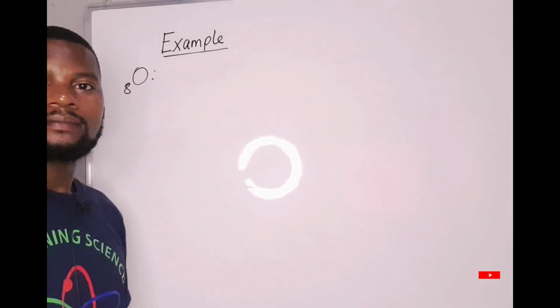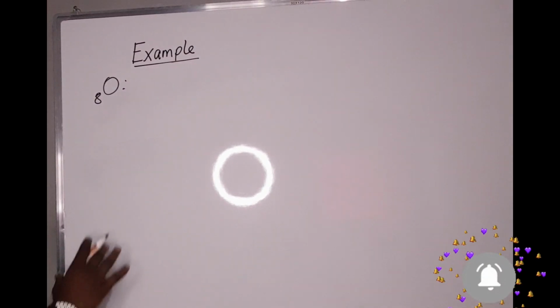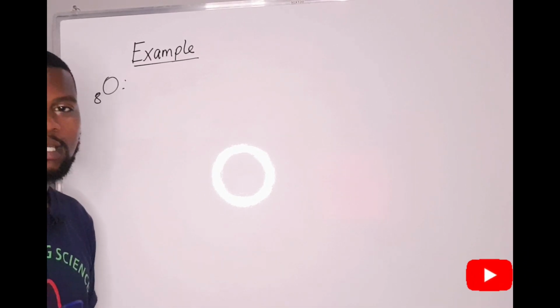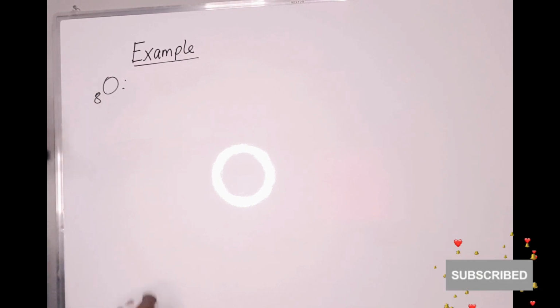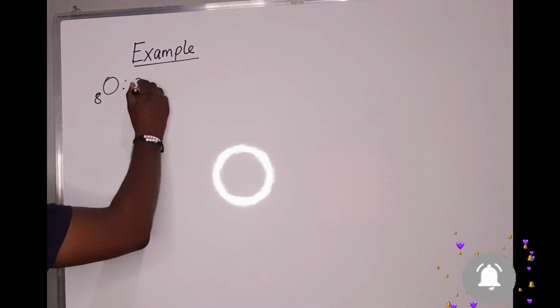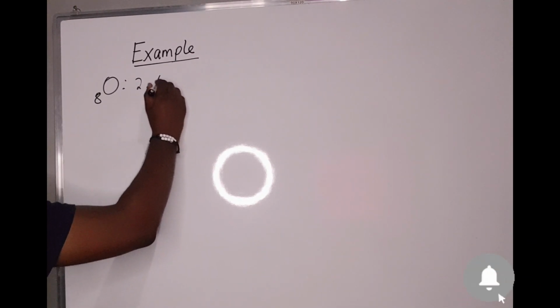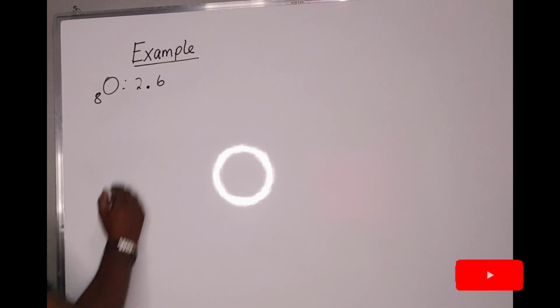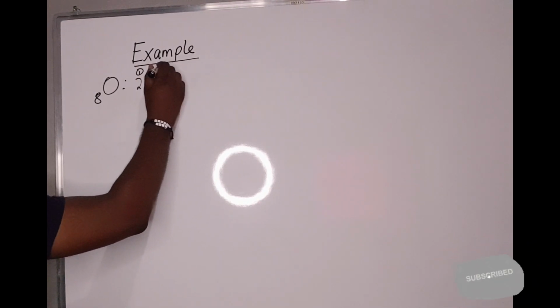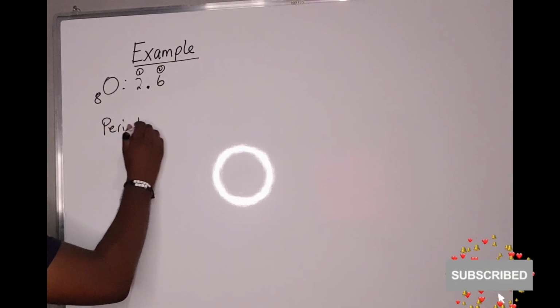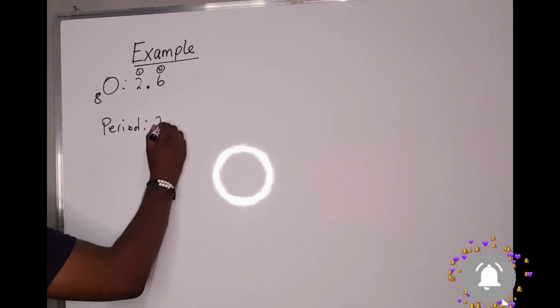So another example, oxygen. Oxygen has 8 electrons. So these 8 electrons are supposed to be filled in the energy levels or in shells. The first shell is going to accommodate 2 and it will be fully filled. The second one is going to accommodate 6. So we have the first shell and the second shell. So for the period, oxygen is found in period 2.